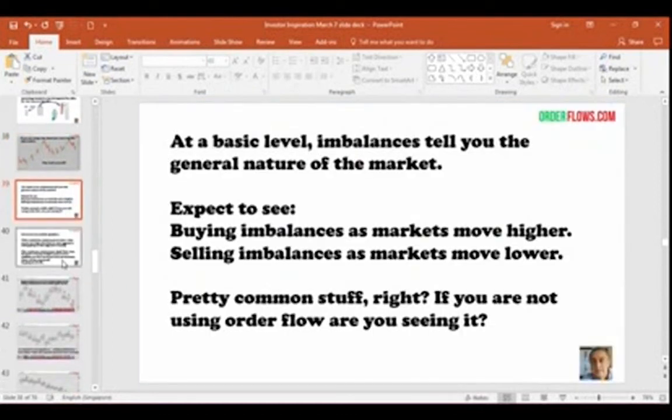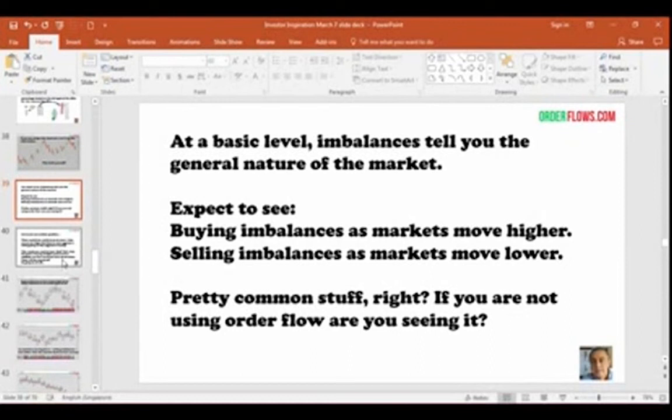So at a basic level, imbalances tell you the general nature of the market, right? You expect to see buying imbalances as markets move higher, selling imbalances as markets move lower. Common stuff, right? But if you're not using order flow, you're not seeing it. It's like you're leaving a very easy way to analyze what's going on in the market.